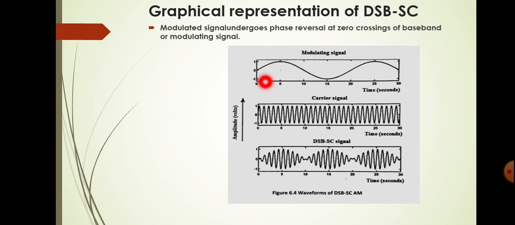Also here it has a difference from the DSBFC signal, that in the case of DSBFC signal, the envelope of the modulated wave will give the modulating signal. Here the envelope will not give the modulating signal directly.